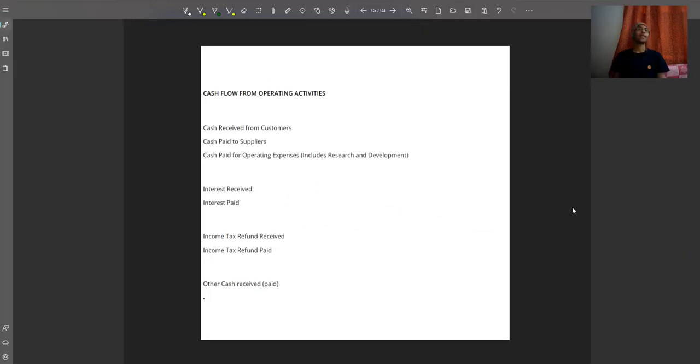So friends, here you can see this is basically the direct format of representation. Here there are specific items mentioned: cash received from customers, cash paid to suppliers, cash paid for operating expenses including research and development, interest received, interest paid, income tax refund received, income tax refund paid, other cash received. If you total them, you can arrive at the net cash flow from operating activities. So this is how the direct representation happens.